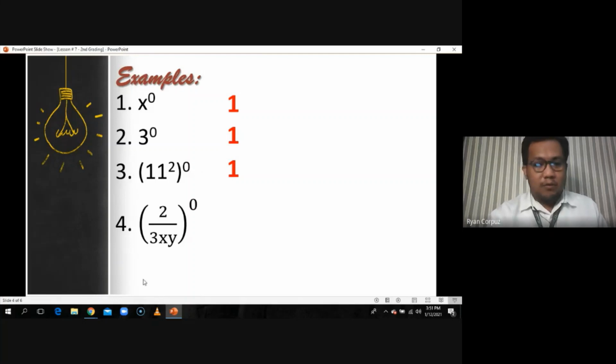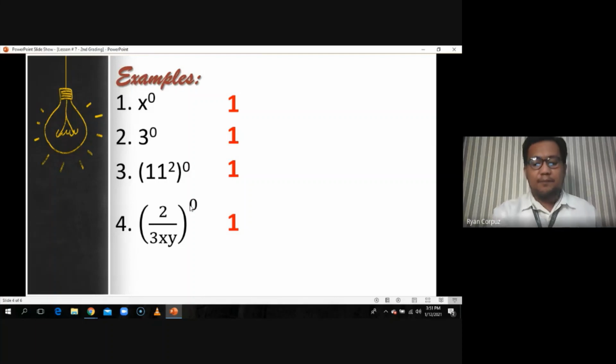Since this whole expression was raised to 0, in order for us to simplify it, just remember the thing that we have to take note of. When we do have a given expression that was raised to 0, then it is equal to 1. So number 4 is equal to 1.